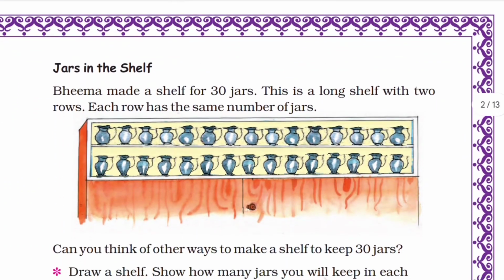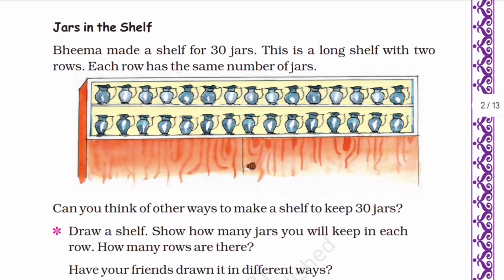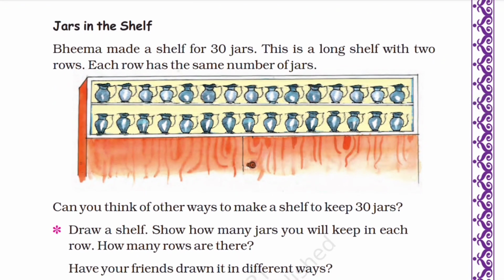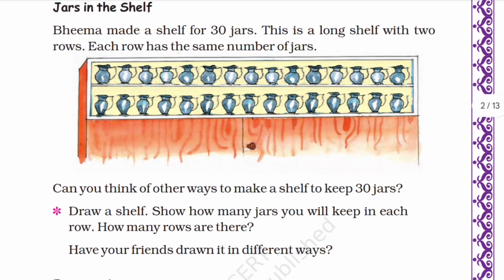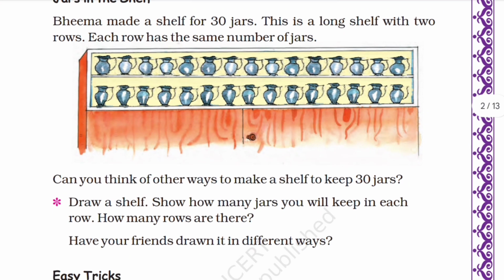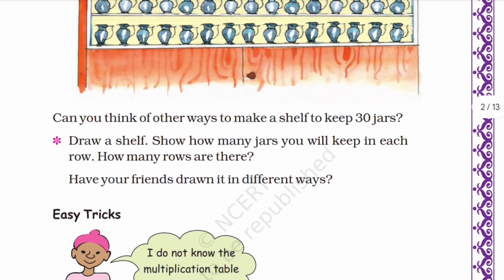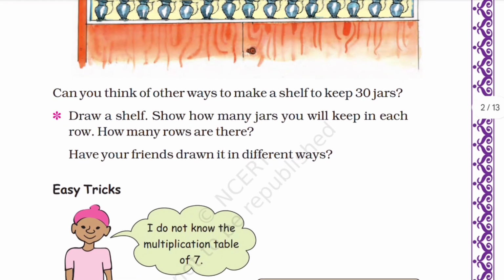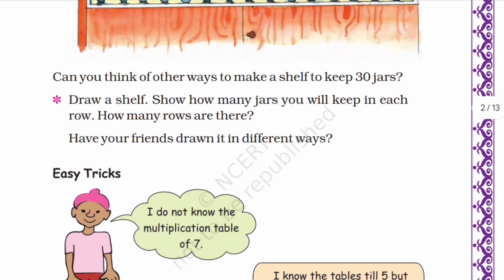Jars on the shelves. Bhima made a shelf for 30 jars. This is a long shelf with two rows. Each row has the same number of jars. Can you think of other ways to make a shelf to keep 30 jars?